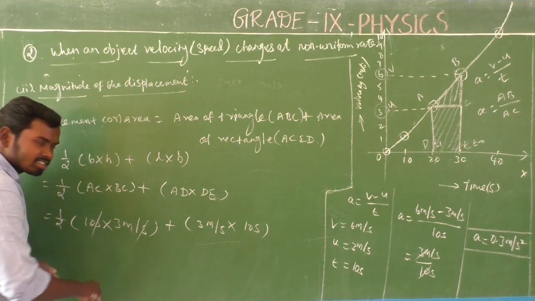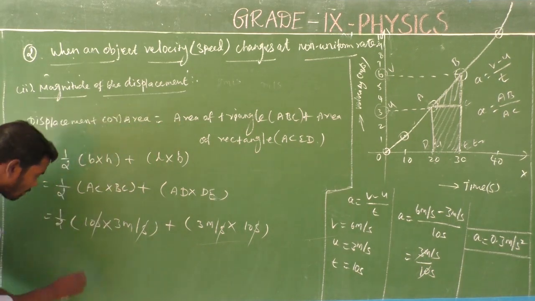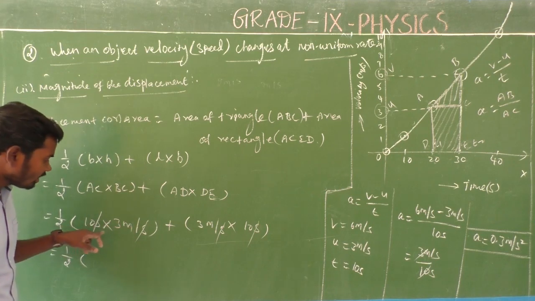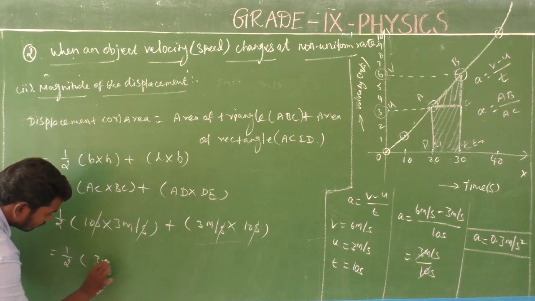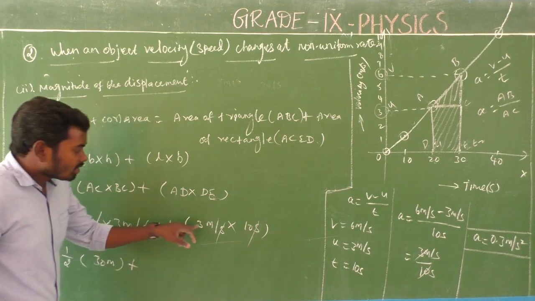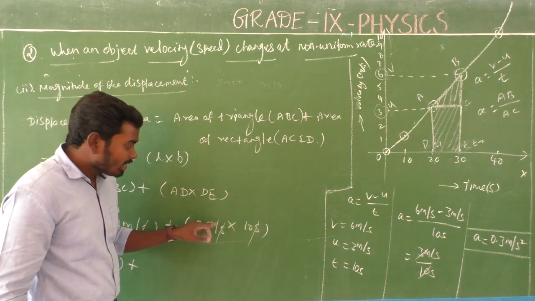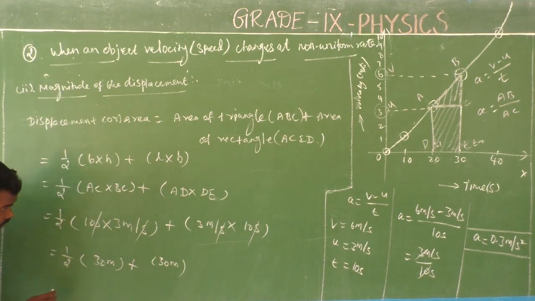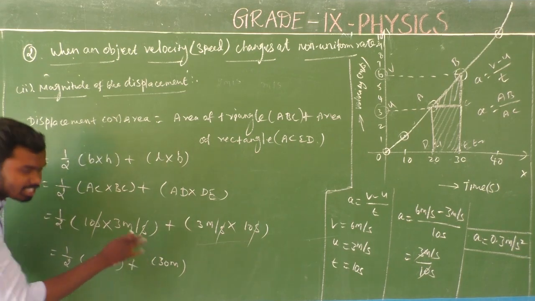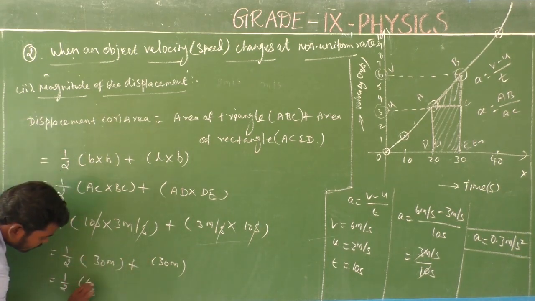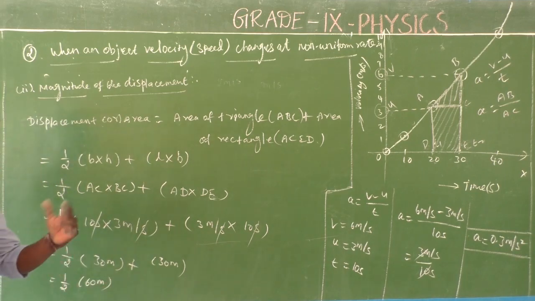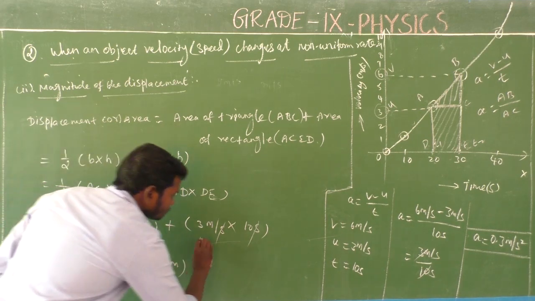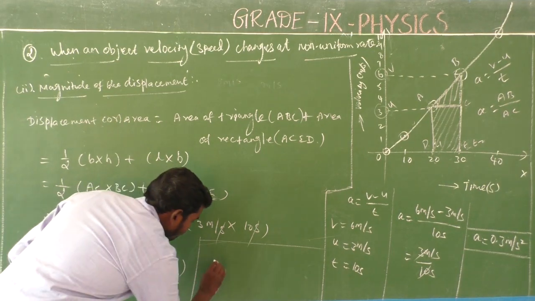Look here, the seconds cancel. Then the remaining is 1 by 2 into 10 into 3 meters, which is 30 meters. Plus 3 meters into 10, which is 30 meters. So half of 30 meters plus 30 meters is equal to 60 meters, and half into 60 meters is equal to 30 meters. Look at the remaining result here. So, displacement how much?